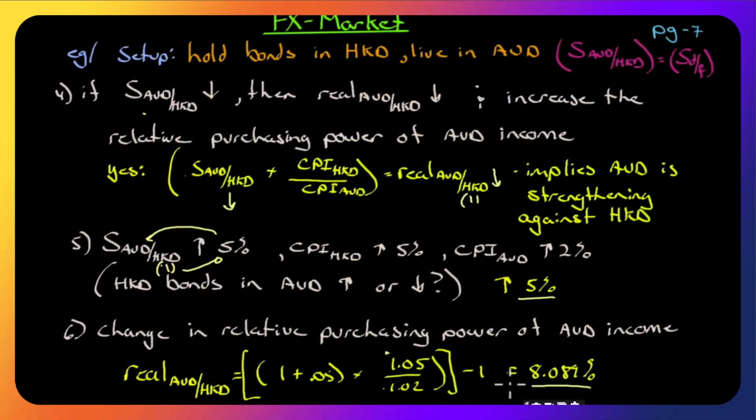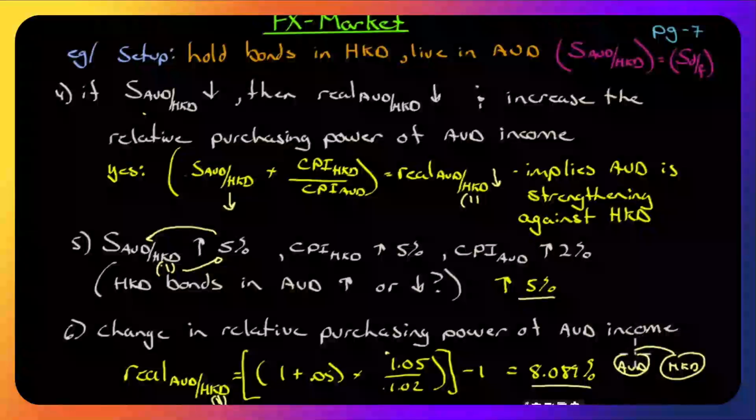This is saying that the real exchange rate, remember what our Hong Kong dollars can buy, right? The real exchange rate has increased 8.089%. What is that saying? So let's draw our two circles, AUD, Hong Kong dollars. Let's see what's going on. The base is the Hong Kong and our price is Australian. So 1 Hong Kong dollar buys how much more Australian here?